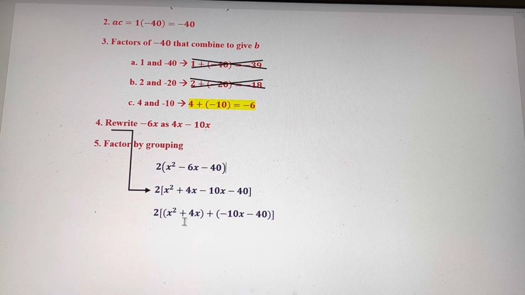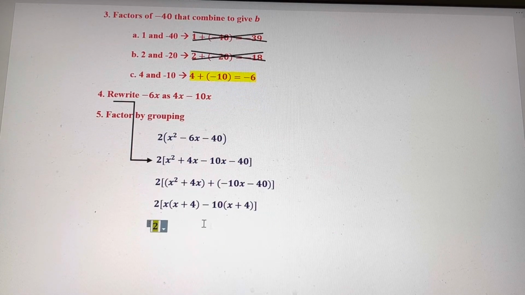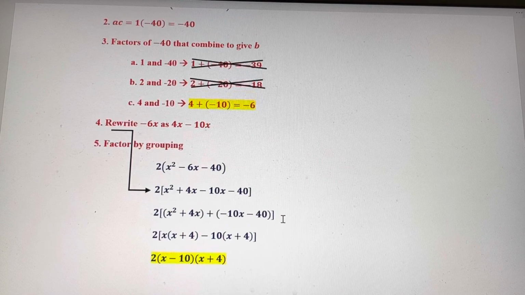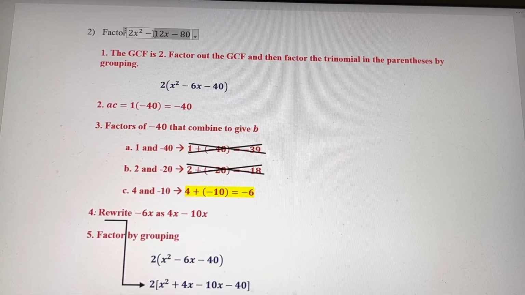All right, so this binomial has an x in common, so remember the 2's never gone, so x times x plus 4. This binomial, they're both divisible by negative 10. So let's take out a negative 10, and that leaves me with x plus 4. And again, these match up, which is what I wanted. So again, my 2 never goes away. x minus 10 will be my first binomial, and then the binomial they have in common, x plus 4, is the last one. So this is the complete factorization. 2 times x minus 10 times x plus 4 would multiply together to give me this.